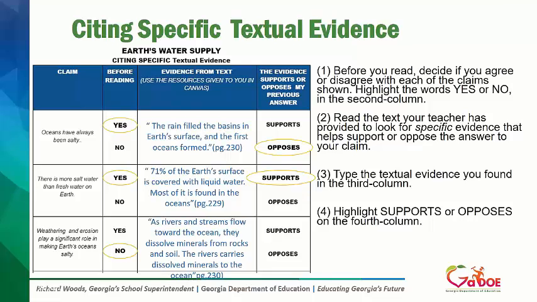And for the last one, weather and erosion plays a significant role. So by this time, they have already learned what weather and erosion is and what it does to the rocks as the rivers and streams flow. So in this one, it's saying it dissolves minerals from the rocks. So in this case, it's going to oppose it because they put no. If they had put yes, then they will say, okay, it supports my answer.